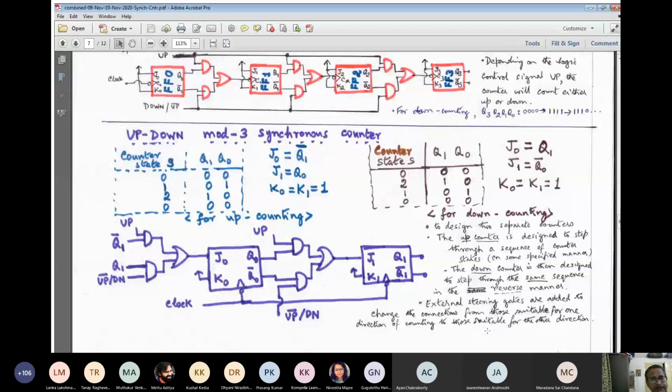So you can then design, I've done only up-down modulo 3, you can design for up-down modulo 5, up-down modulo 7, and so on. So you know the design principle. Okay. You design for both.